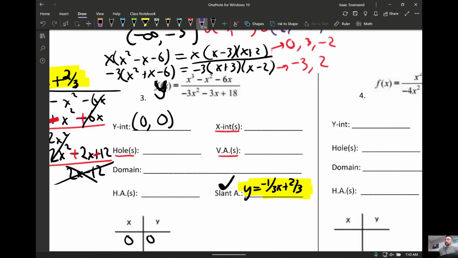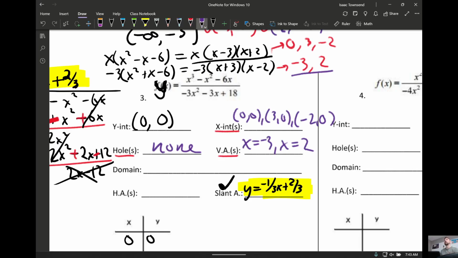And then any number that makes just a denominator 0 are vertical asymptotes. Any number that makes just the numerator 0 are x-intercepts. And any number that made both 0 would be a hole. So it's a lot of work to get one of those three answers, but then once you do the work for one of them, the other two are mostly done.